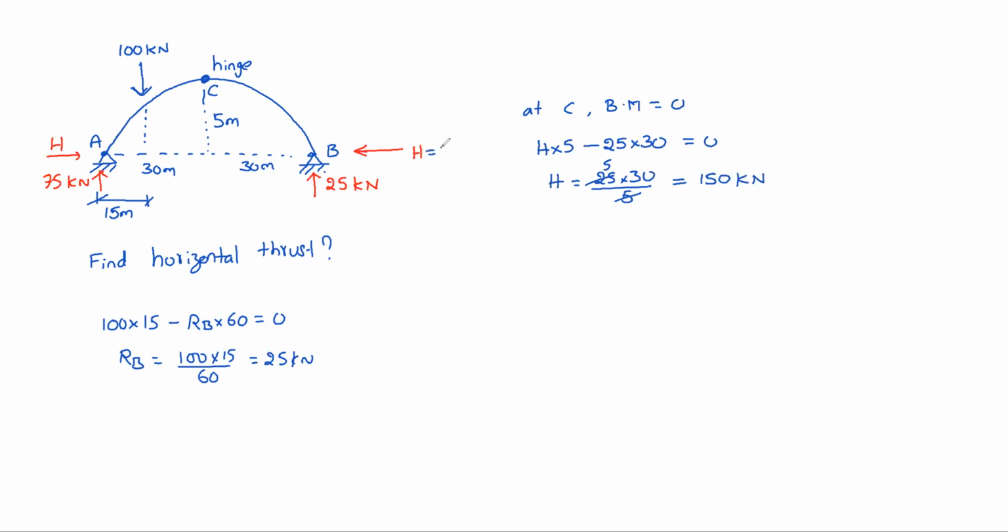Okay, this horizontal thrust is 150 kilonewtons. So either point load or UDL, whatever load may be, you can find horizontal thrust. If you know horizontal thrust, of course, you can find N and S values, all those things. Shear force and bending moments also you can find at any location as usual. Okay. Next problem, one more problem we'll see.